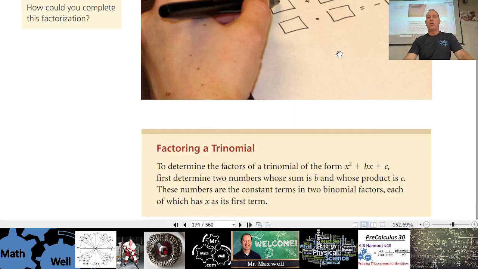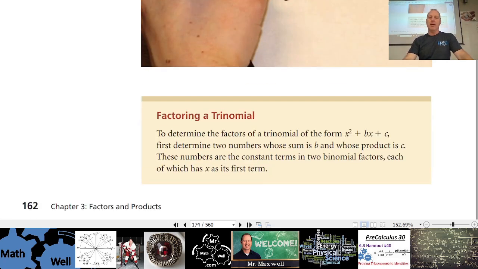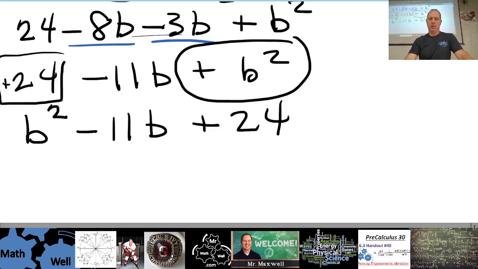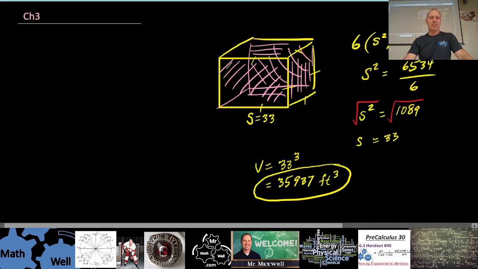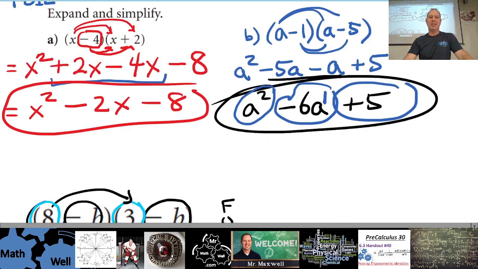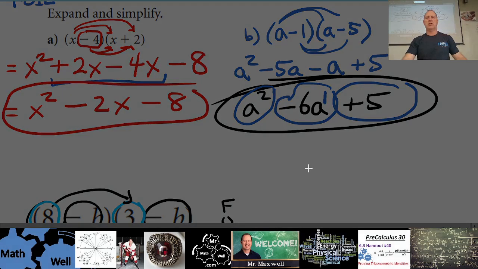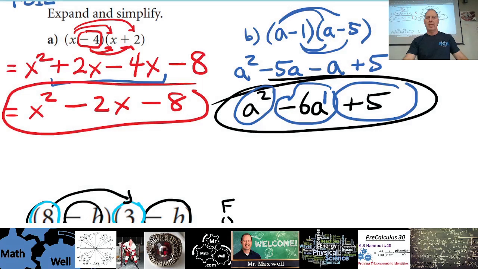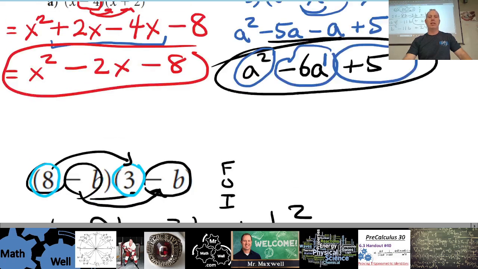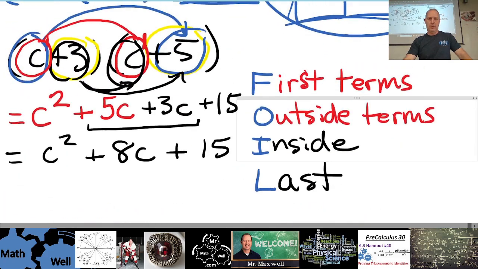Now, we need to work backwards. From that answer, we have to find the binomials. So we're given these answers now, and I have to go backwards. How should I do this? Forget that one, x squared minus 2x minus 8. Let's do an easier one. Okay, c squared plus 8c plus 8.